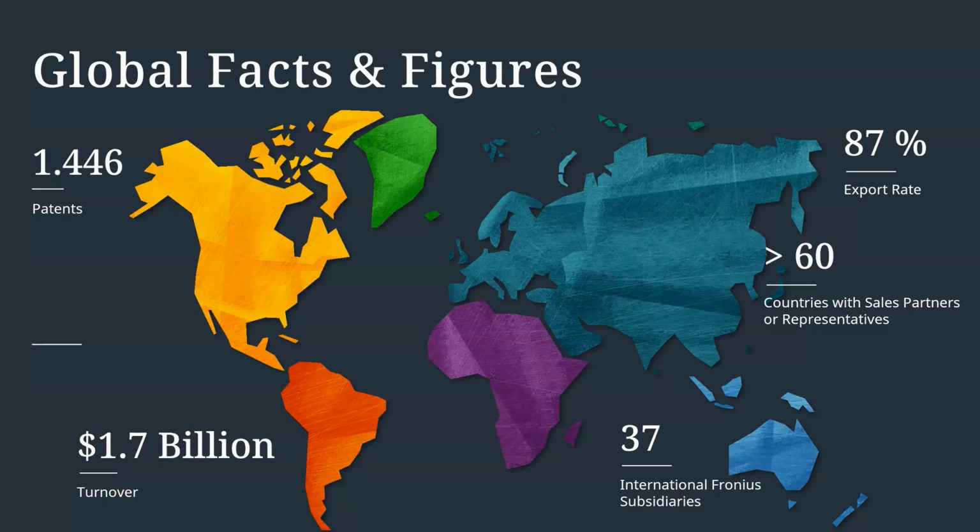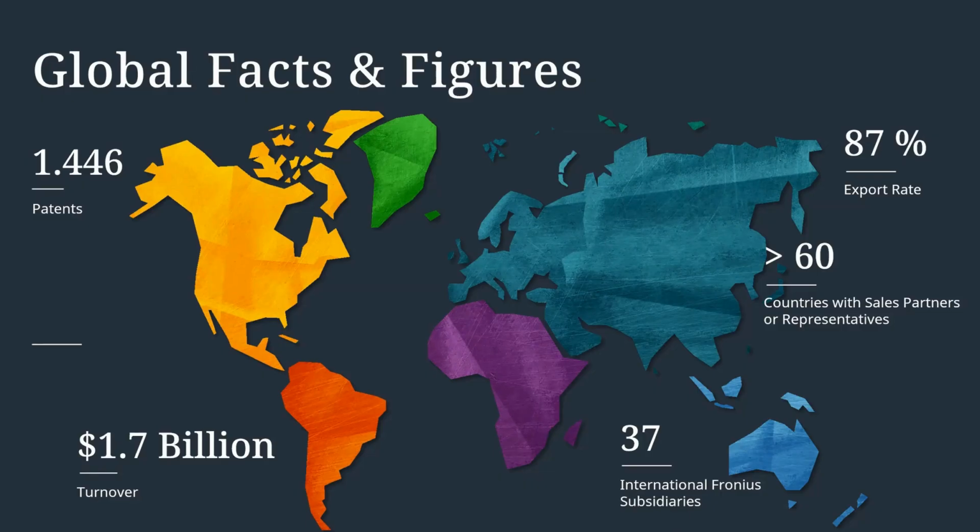So, global facts and figures. I'm going to speak a little bit about Fronius now. My name is Zachary Kieran. I'm the product manager for the residential system. So this includes the Gen 24 and Gen 24 Plus inverter, and also some of our smart metering equipment and various items that go along with the inverter itself.